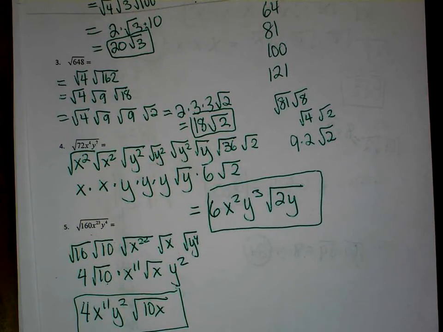So to simplify, you need to find all the perfect squares and take them out of the square root, then consolidate them in front of the square root and consolidate all the items that are still inside the square root. Hope that helped.